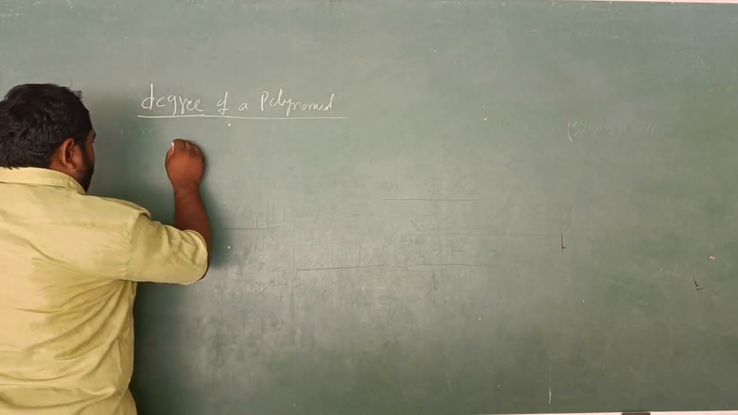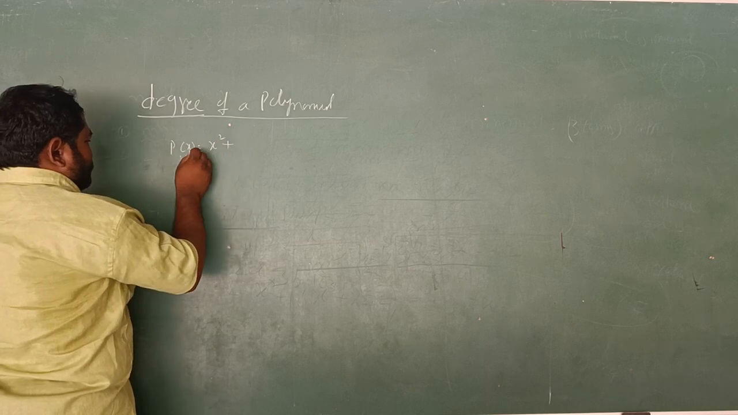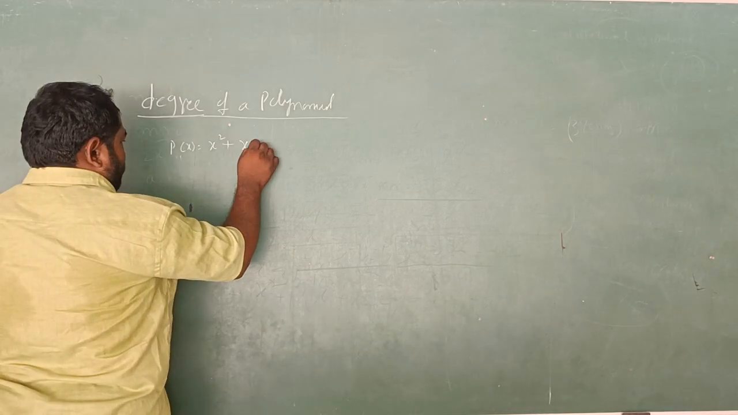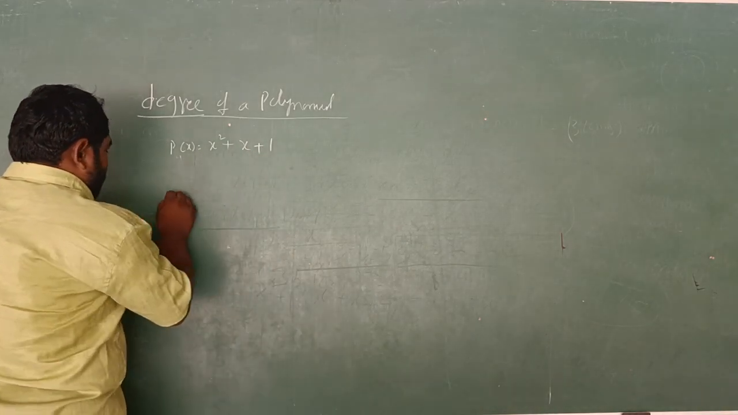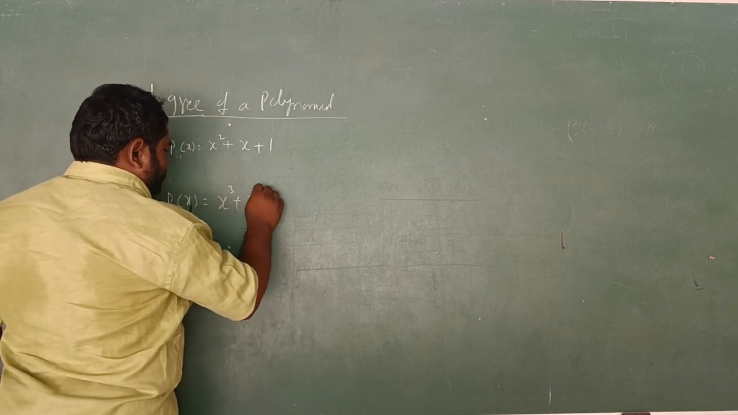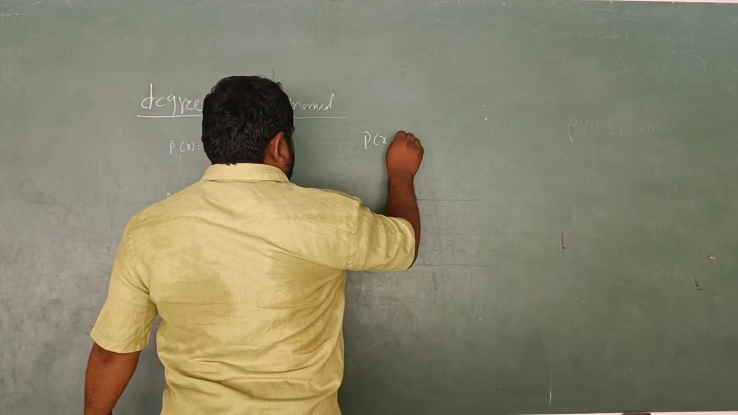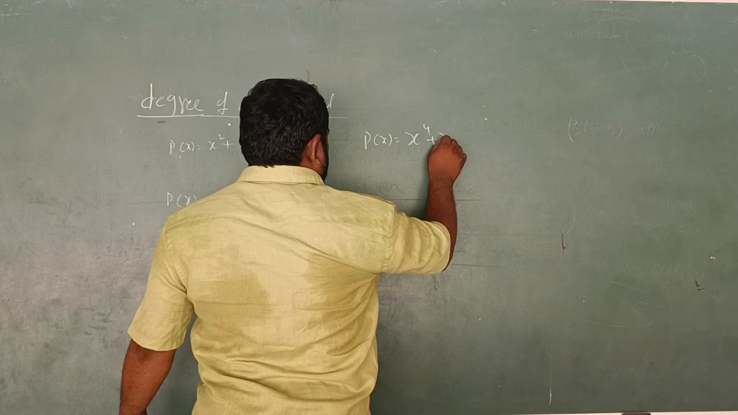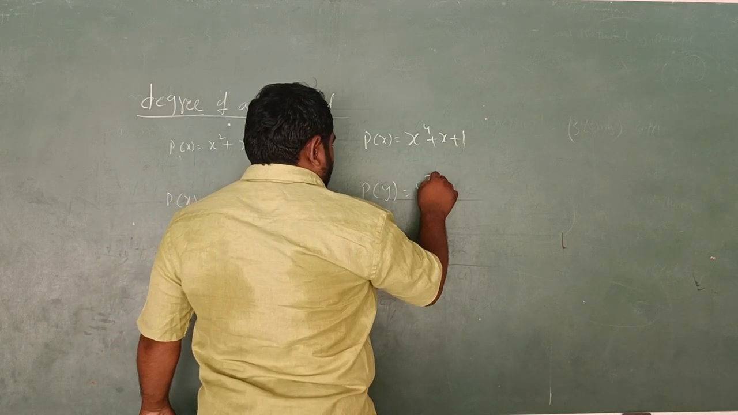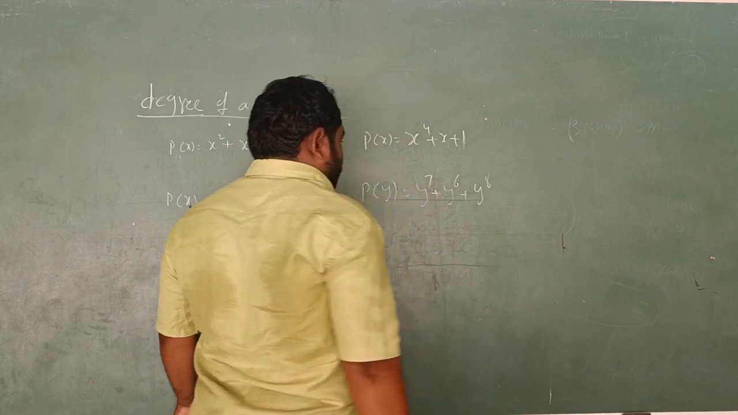For example, let us say p of x equal to x square plus x plus 1. P of x means polynomial in x. Another example is p of x equals x cube plus x square plus x plus 1. Another example is p of x equals x power 4 plus x plus 1. And p of y equals y power 7 plus y power 6 plus y power 8.